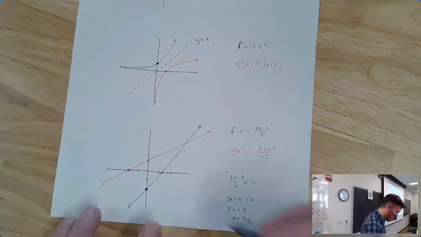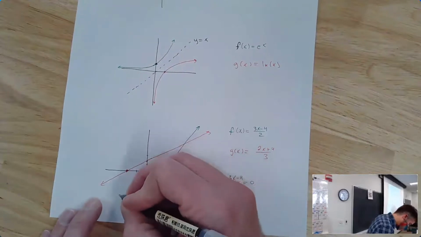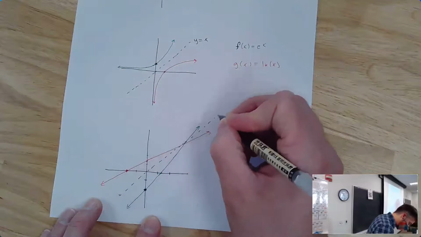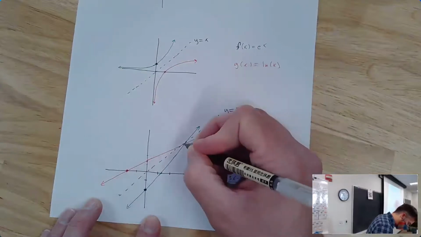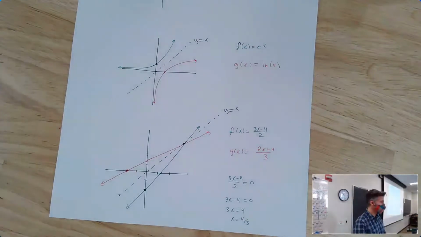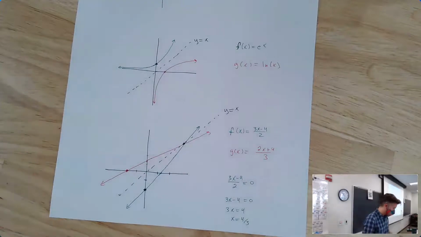And these graphs, again, just like the previous ones, are mirror images of each other in the line y equals x. And they actually cross each other on the line y equals x. So when you have inverse functions, their graphs always have this nice property.